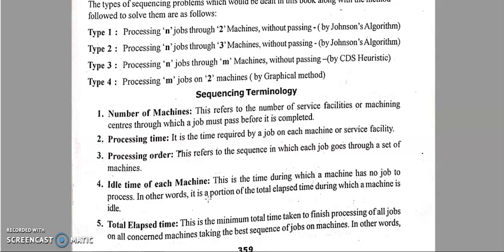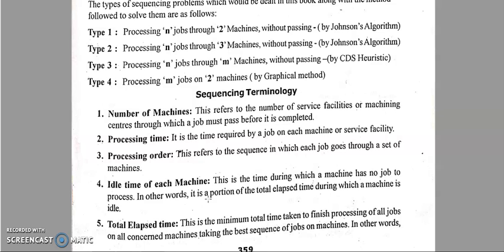Then the total elapsed time. Say, for example, there are 5 jobs and there are 3 machines. The total time here refers to the time by which all jobs should complete their processing on every machine. That is what we know as total elapsed time. All the 5 jobs are to be completed on all the 3 machines, and only then can we say that the total time is over. That is the total time taken by all the jobs on all the machines.